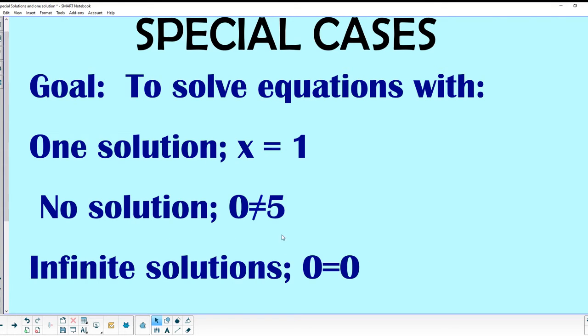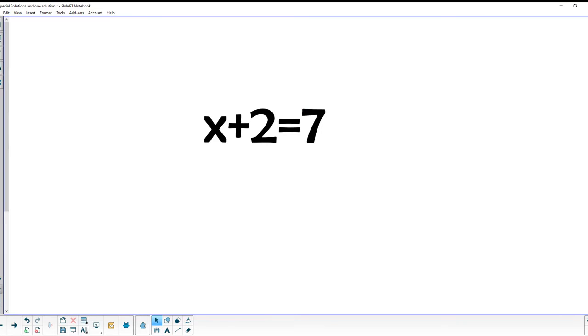Or if I'm solving the equation and the variables disappear, but I'm left with the same number on each side, like 0 equals 0, then I know I have an infinite number of solutions to this particular equation. So let's try a couple of examples, so you can see how this works in action.